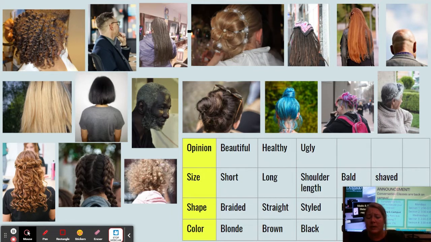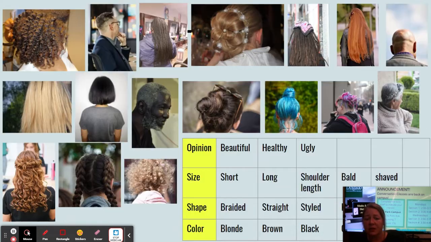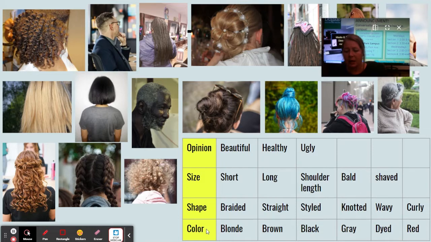So we want to say she has straight black hair or short styled hair instead of styled short hair, right? So this is the official order. It works most of the time, right? So use these pictures and the different descriptive adjectives to describe the people. There's some sentence frames to fill them in. So we can say that he has short gray hair, right?